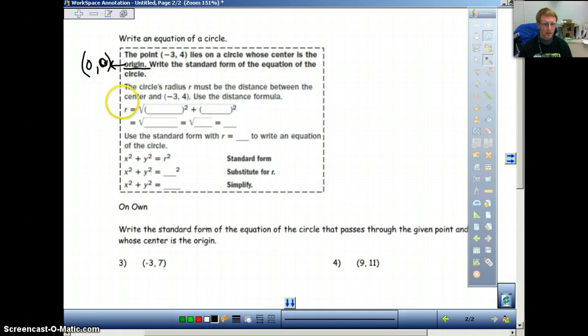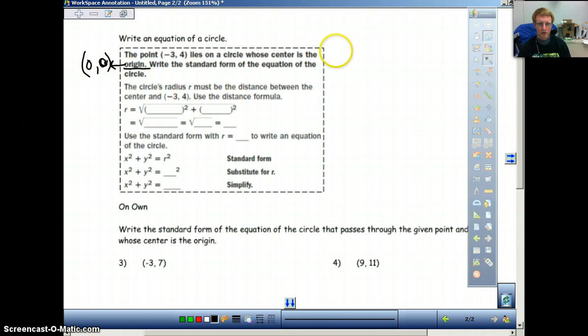Okay, so what we're going to do then is, because the radius is based on the distance formula, that's all we really need to know. We know that our equation is going to be x squared plus y squared. What we don't know is what our r is going to be. And our r is derived by the distance formula, which is the square root of x minus x squared plus y minus y squared.